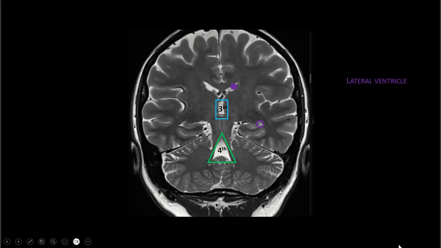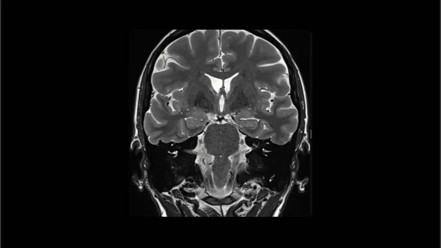Notice centrally, that's where the third ventricle is. On either side would be the thalamus. And then we're seeing quite beautifully this triangular shape just in front of the cerebellum. That triangular shape is the fourth ventricle. The fluid, again, is bright in this image. So now we can see, again, the bright fluid.